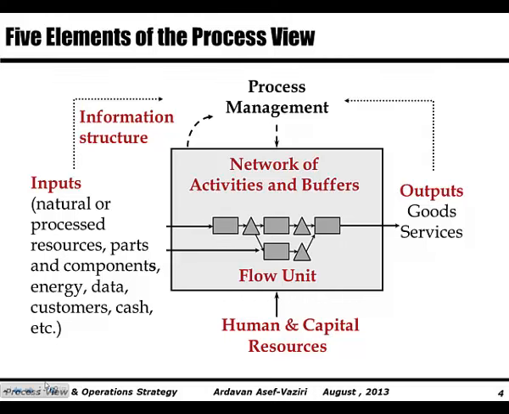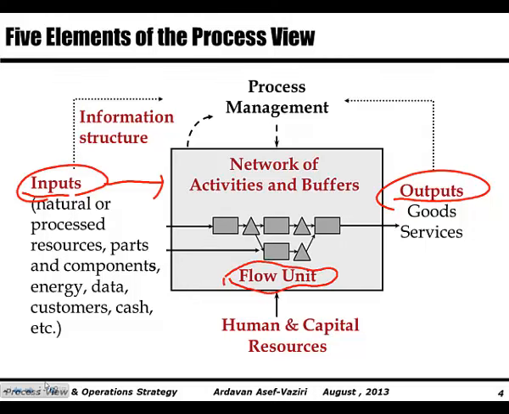We said we look at everything as a process, and a process has five components: inputs, outputs, human and capital resources, a network of value-added and non-value-added activities, and an information structure. So, inputs come to the system and become outputs. Throughout this process, we call them flow units. A flow unit could be an item of input, or it could be the output, or a combination of these two. It depends on why we are looking at this process.